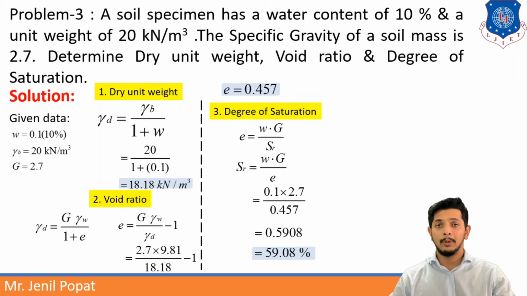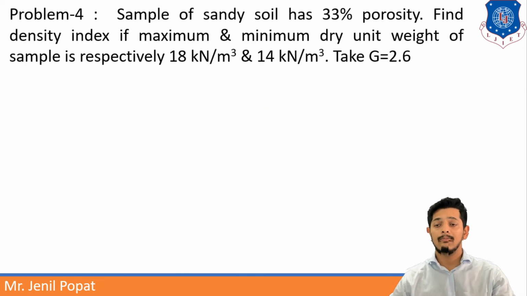Let us go to next problem, problem 4. This problem says that sample of sandy soil has 33% of porosity. Find density index if maximum and minimum dry unit weight of sample is respectively 18 kN per meter cube and 14 kN per meter cube. Take G is equal to 2.6. Here, basically, I am given gamma D max and gamma D minimum as 18 and 14 kN per meter cube.